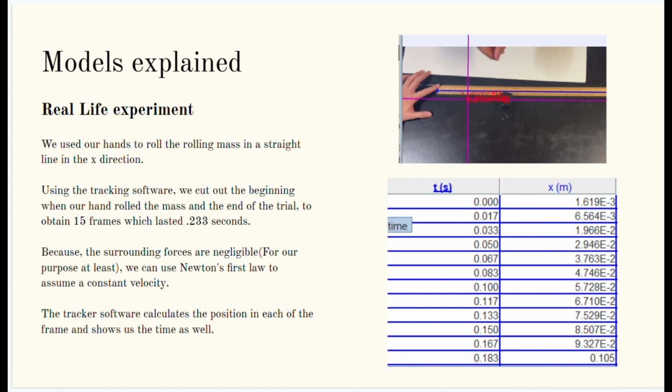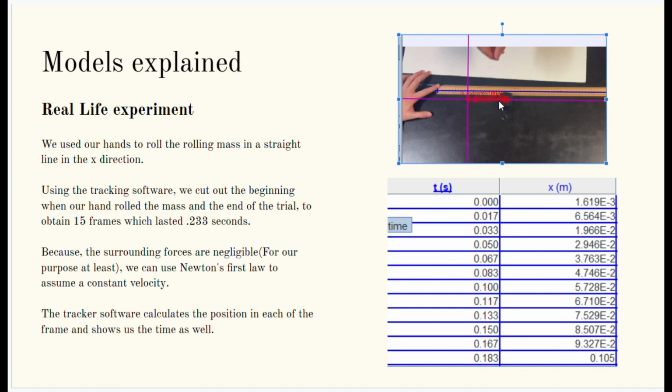In our real-life experiment, we used our hands to roll the mass in a straight line in the plus x direction. You can see here, using the tracking software, we cut out the beginning when our hand rolled the mass and the end of the trial to obtain 15 frames, which lasted 0.233 seconds. You can see the individual frames by the red dot. Because the surrounding forces are negligible, we can use Newton's first law to assume a constant velocity.